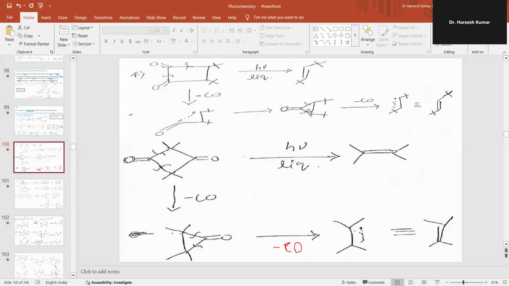And this again undergoes cleavage. So alpha cleavage. That means again it is subjected to a Norrish type 1 reaction. Here cleavage, here cleavage. That means one radical here, one radical is forming. And the obtained product is the trans alkene. So here I am taking a diketone, a strained diketone.